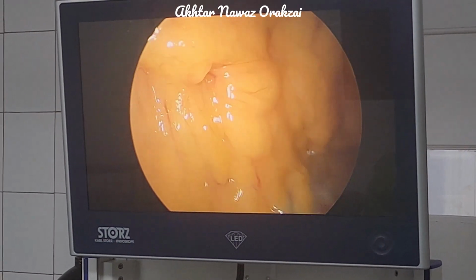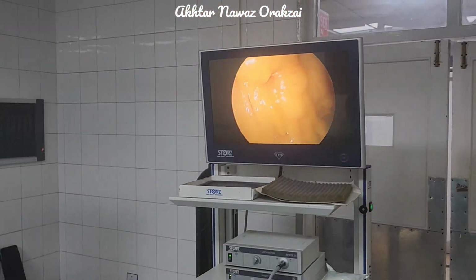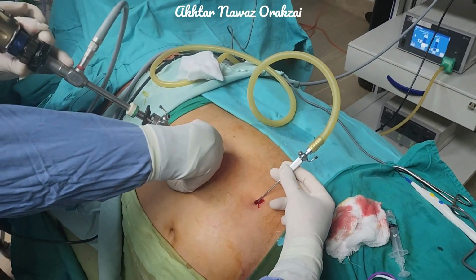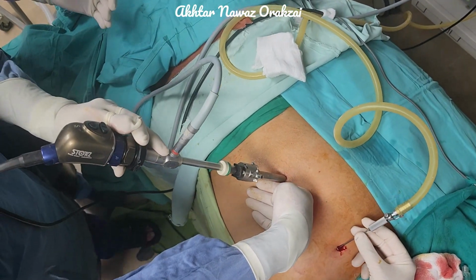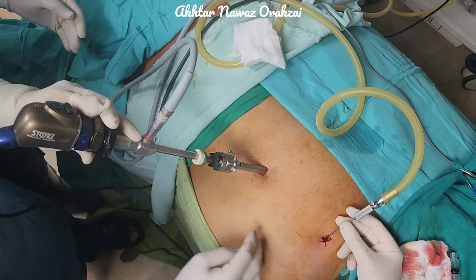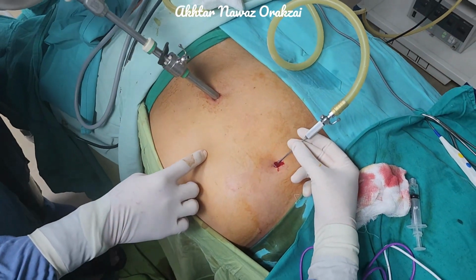So the second port will be 7 centimeter below and lateral to the optical port. So it comes out to be here.